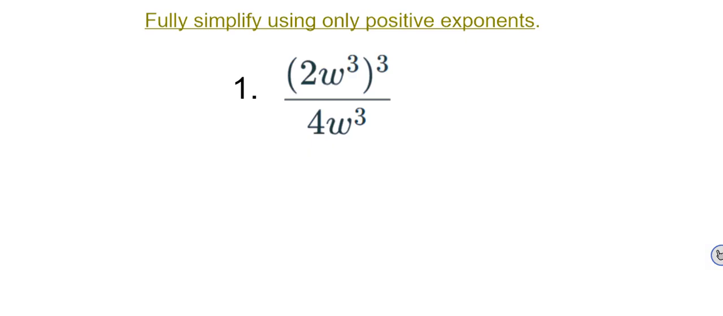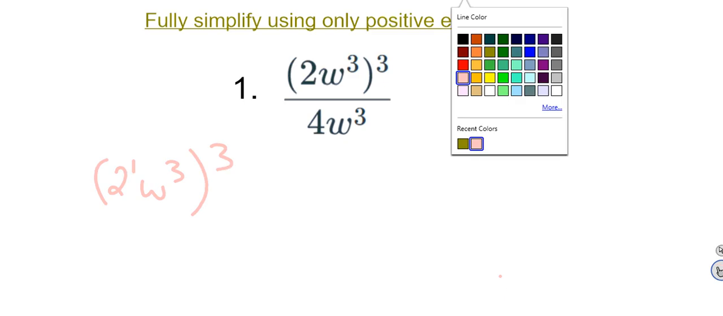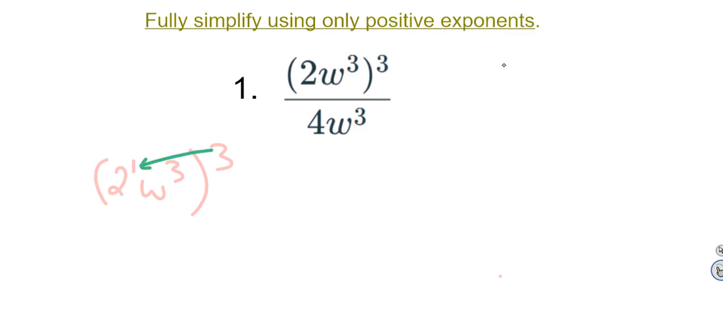Let's get rid of this. All right, let's pick pink and work on the top. If I'm just working on 2w^3 to the third power, I'll remind myself that 2 has an exponent of 1, and that we're doing power to power. So power to power says 3 times 1 is 3, so we'll have 2 to the third power. Then 3 times 3 is 9, so we have w to the 9th. That's my top part.